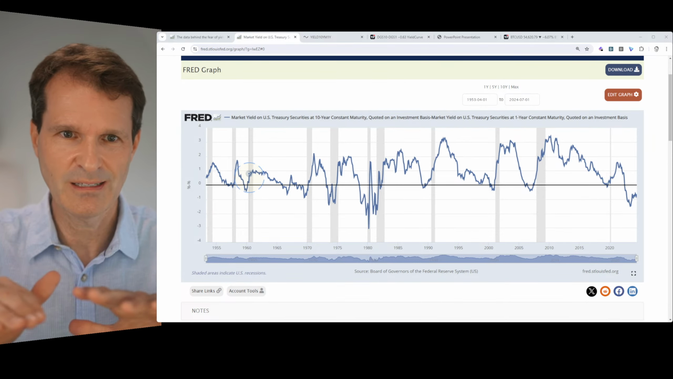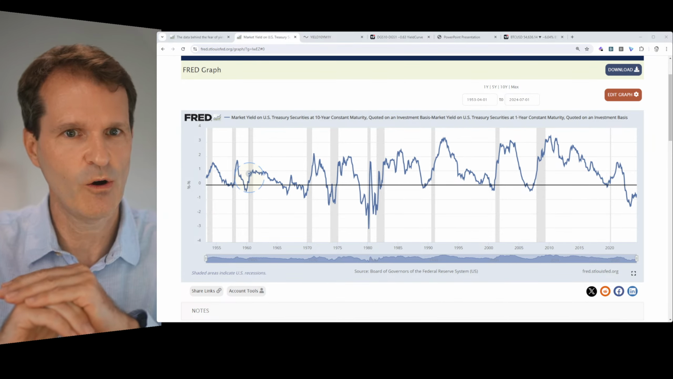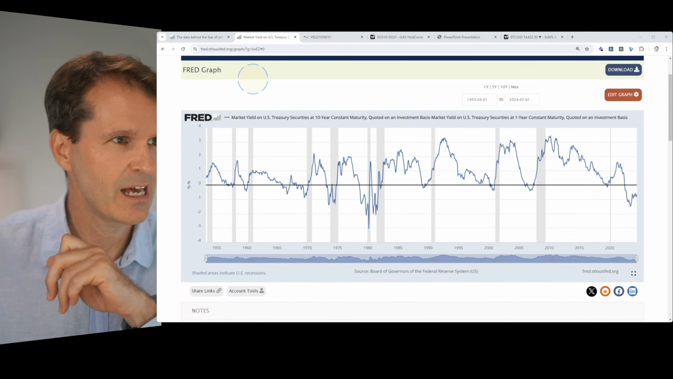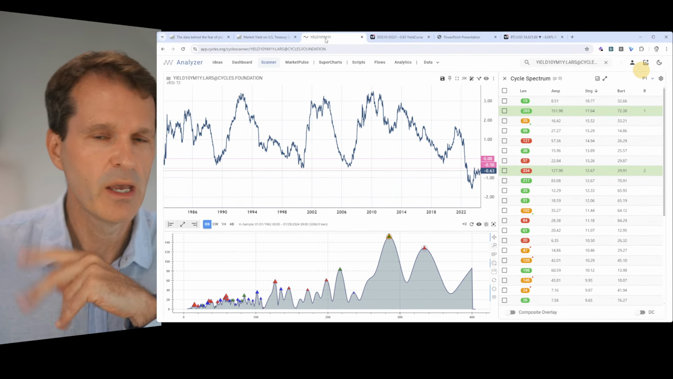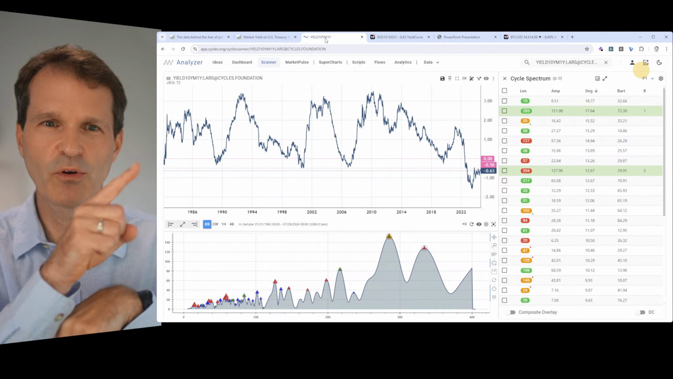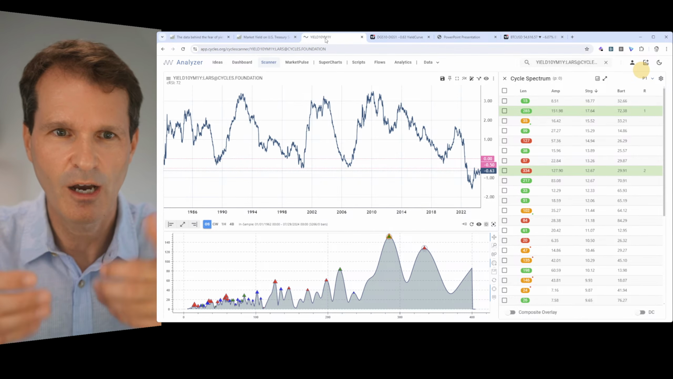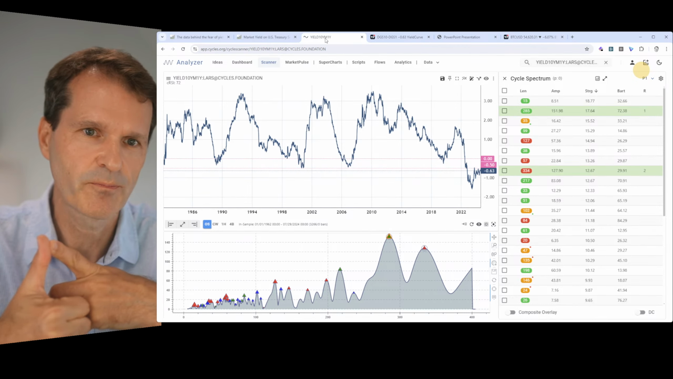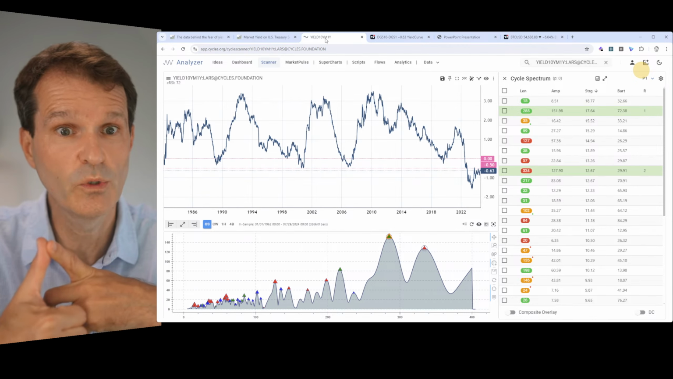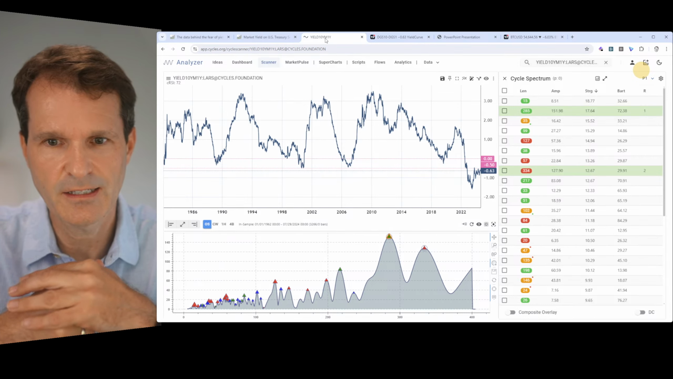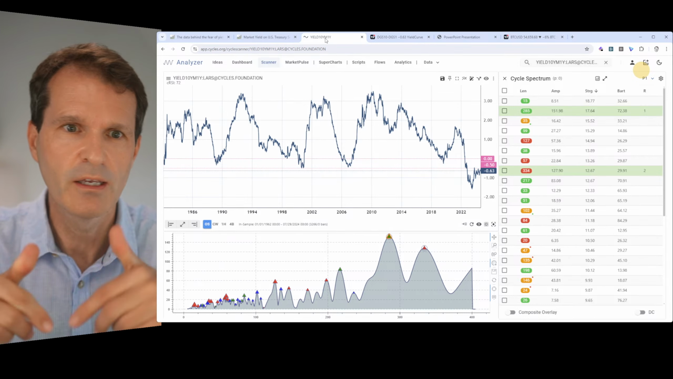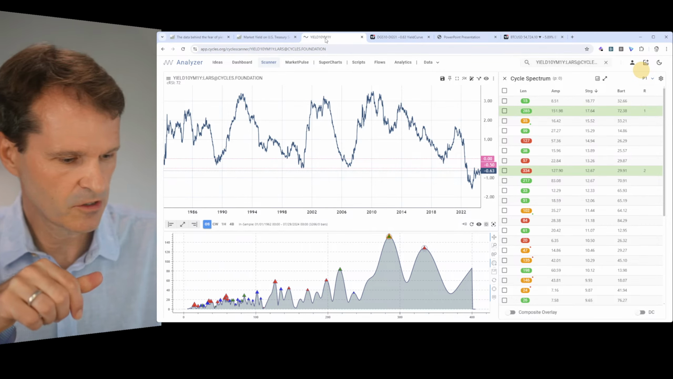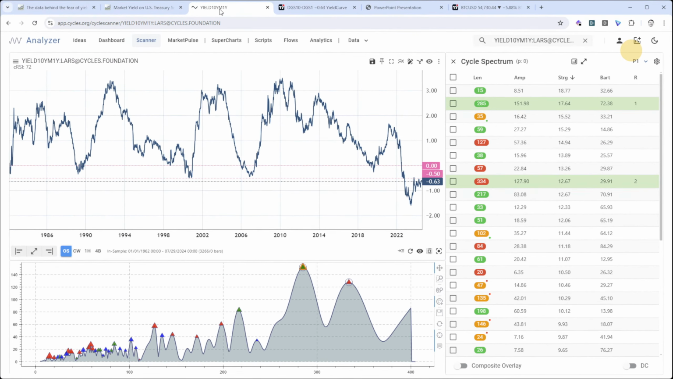So that's our baseline. We use this data now for cycle analysis. So let's now switch to our cycle analyzer. And now you see the same curve here. I have just downloaded that data. It's available on the FRED, the Federal Reserve of St. Louis, or you can create that data set on any charting platform and then upload it here to our cycle analyzer.